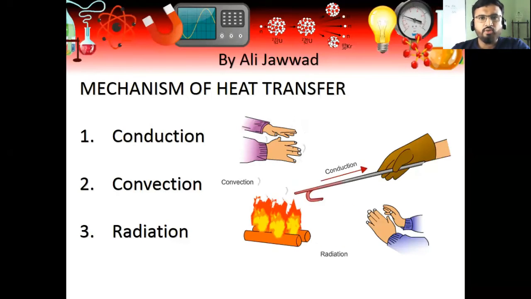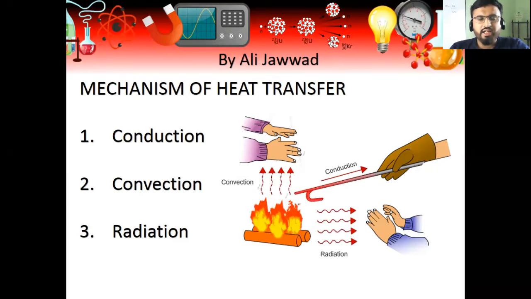We already know from our prerequisite knowledge that heat transfer takes place by three mechanisms named conduction, convection, and radiation. Specifically, today in this video we will learn about conduction, and in the later videos of this chapter we will go for convection, radiation, and their applications respectively.